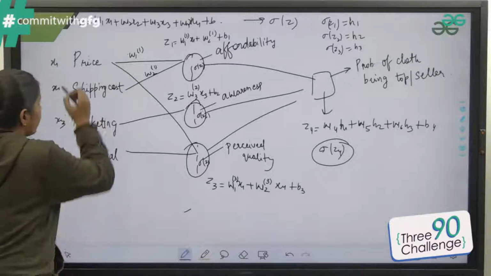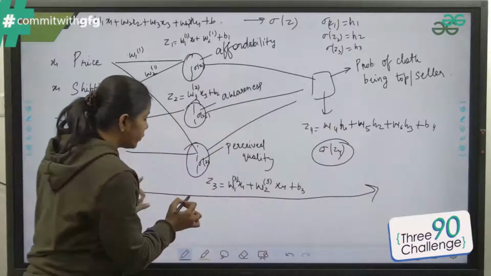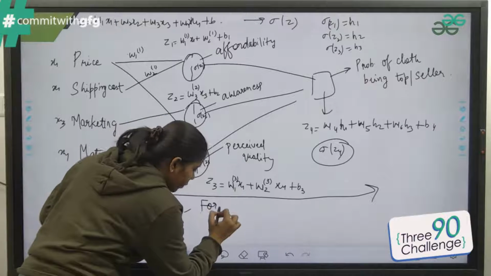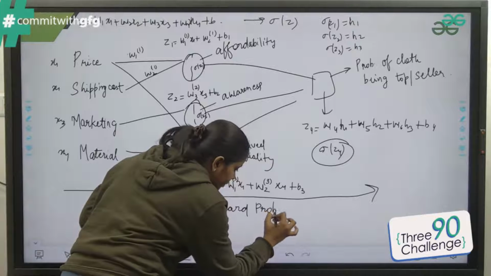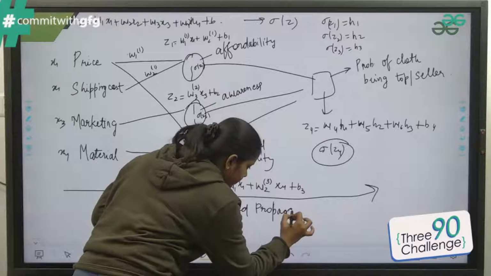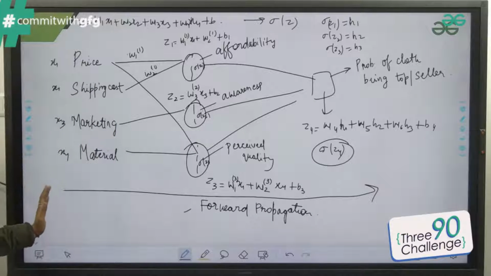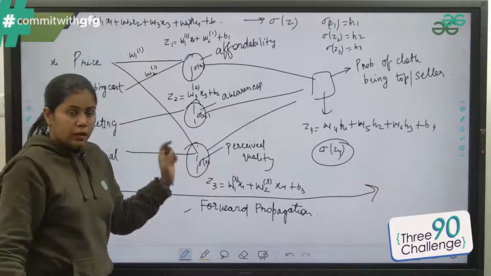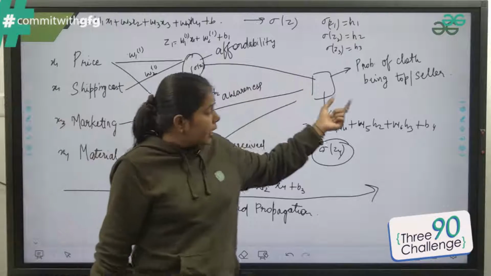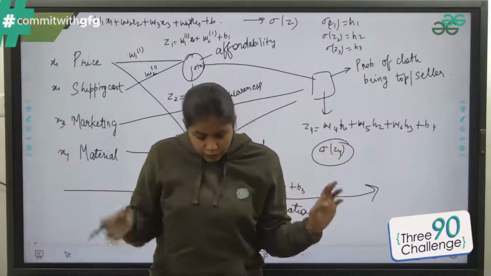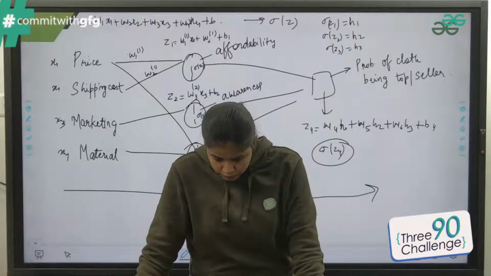And guys, let me tell you one thing: if I move from left to right, this is called forward propagation. So what is happening here? I am starting from the left, then I am adding weights and adding a bias, and then I am passing through another neuron. What is the purpose?